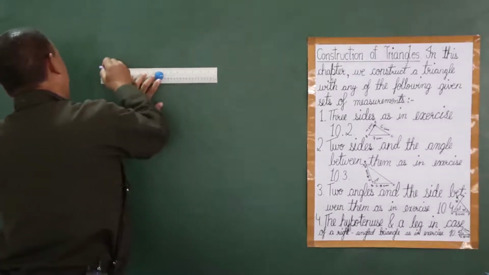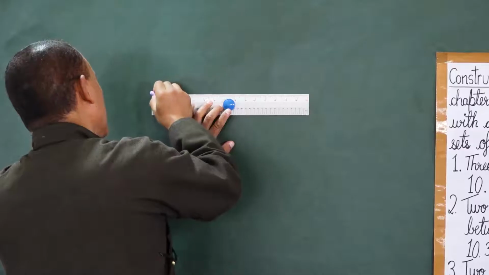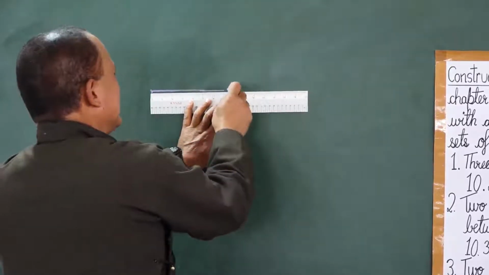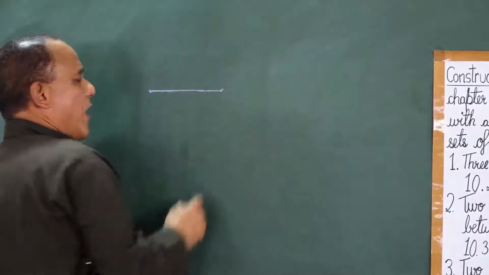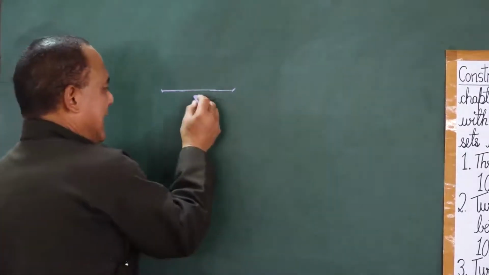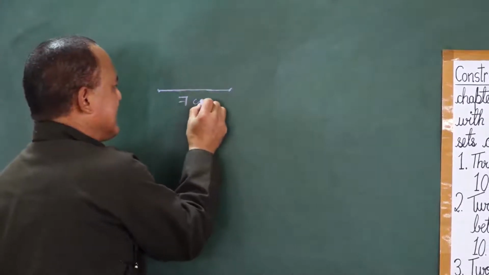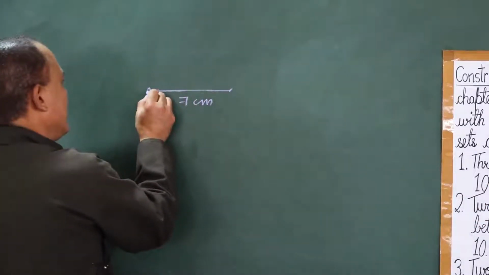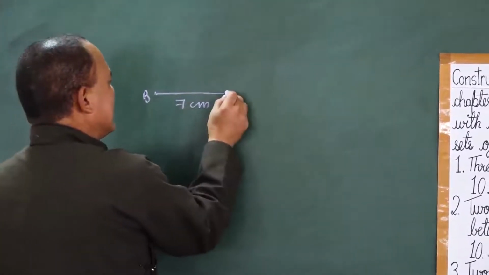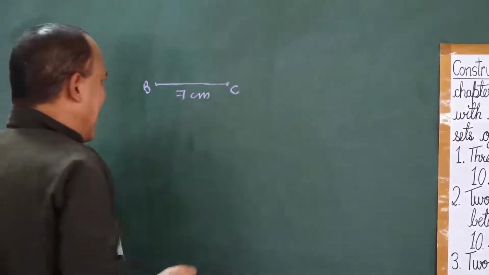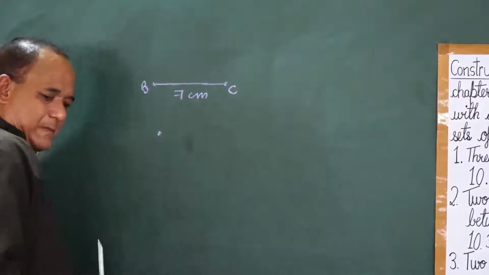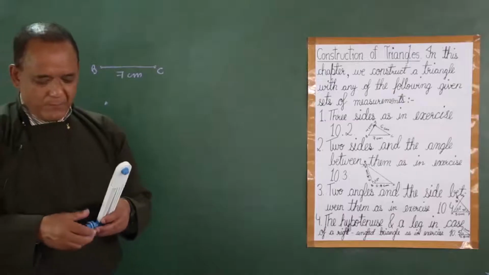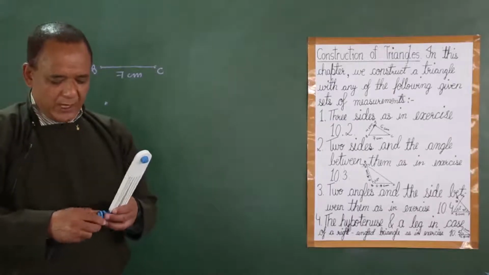Starting from the zero mark of the ruler, this is, my friends, one way to make a line that is 7 centimeters. We mark this point as B, and then we mark this point as C. This is 7 centimeters. Now, if you want to make it more accurate, then you have to use your compasses.